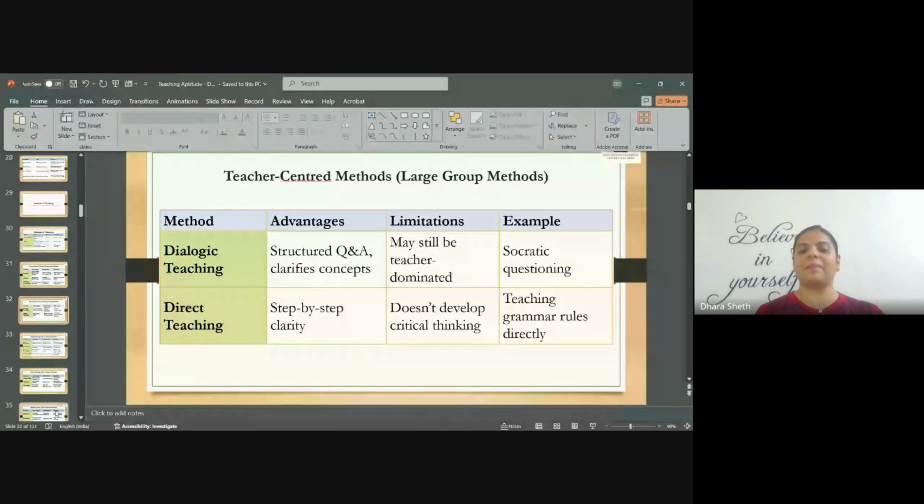And direct teaching, step-by-step clarity. It doesn't develop critical thinking, but the teacher is teaching, the students are imitating, and teaching grammar rules directly. So you take the table of tenses, and then you just say, okay, there are 12 tenses. This is how the table is. These are the different verb forms in each of the tenses. Is, are, was, were. So that is direct teaching. So these are 5 teacher-centric methods which are used when the group is large.